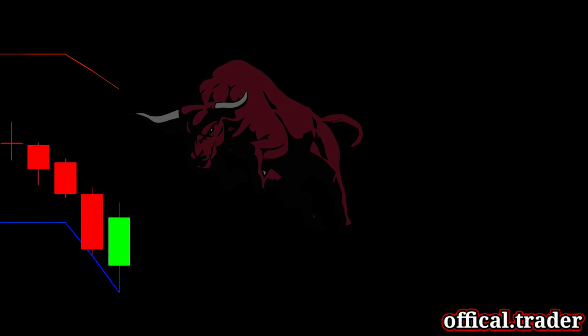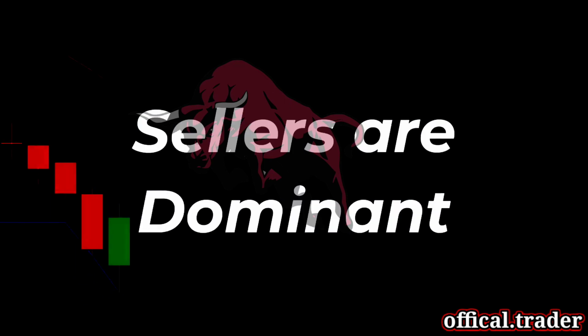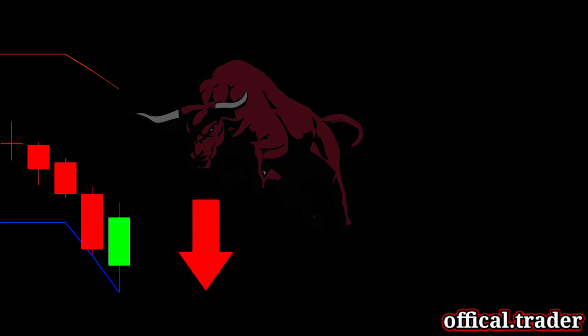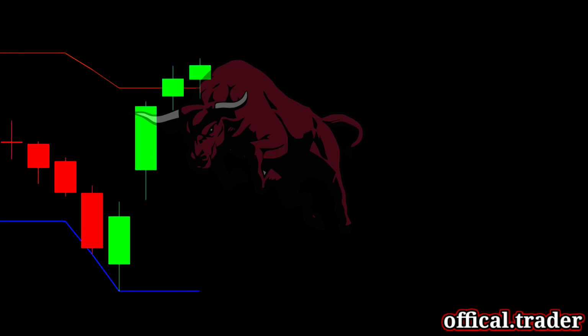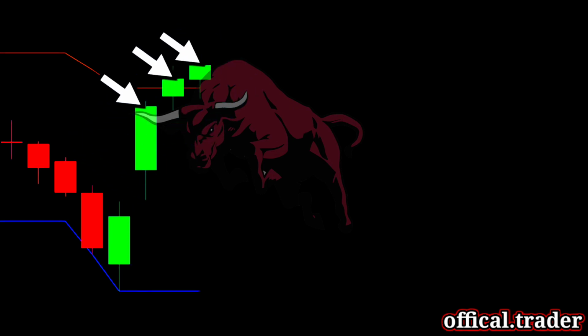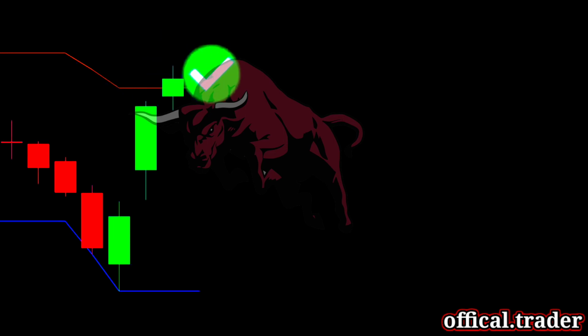So here, we see that the price made a new 40-day low on this candle. This shows that the sellers are dominant in the current market situation. So, they are looking to push the prices downwards. Then, we see that the market makes 3 consecutive green candles that close above the previous close. So this is a valid pullback.